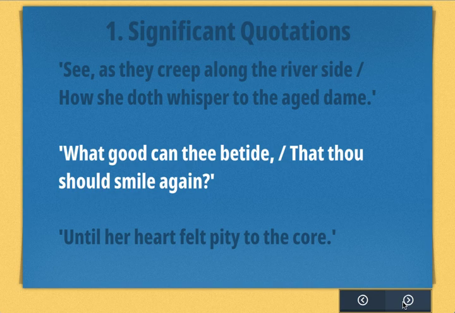So, "what good can thee betide that thou shouldst smile again" is something that is said in stanza 44. If you look at stanza 44: "see, as they creep along the riverside, how she doth whisper to that aged dame, and after looking round the champaign wide, shows her a knife. What feverish hectic flame burns in thee, child? What good can thee betide that thou shouldst smile again? The evening came, and they had found Lorenzo's earthy bed. The flint was there, the berries at its head."